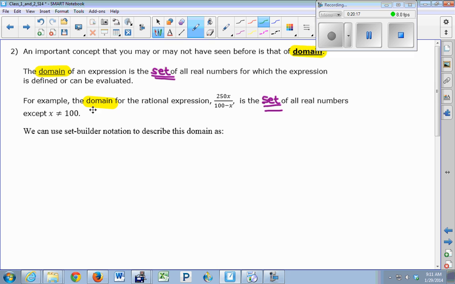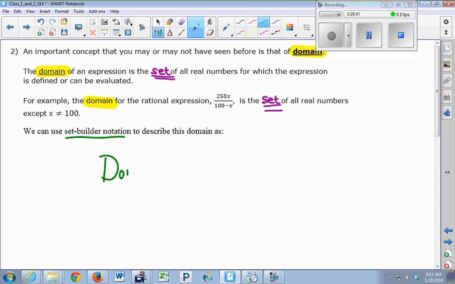Okay, so the domain for this rational expression is the set of all real numbers with one exception. It's an infinite set, has an infinite number of possibilities, but this one won't work. X equals 100 will not work. So this is where we have to use our set builder notation from Monday's class to represent the domain.